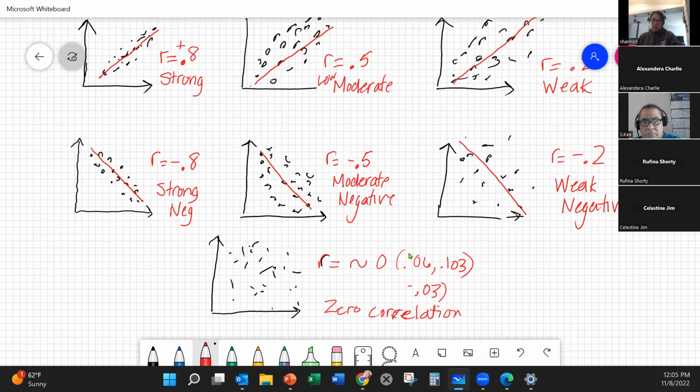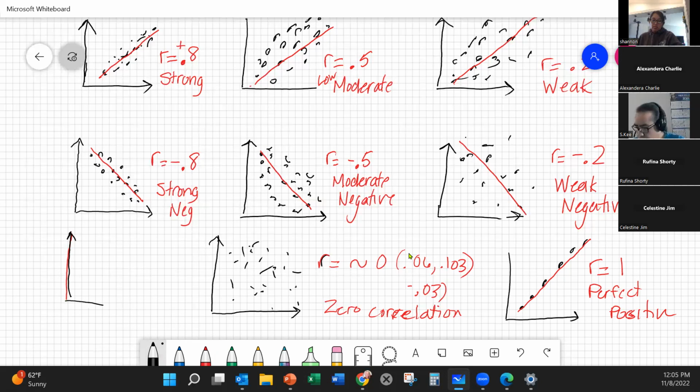And of course, we already saw our perfect relationships. So here's our perfect positive, every point right on the line. That would have R equals, I don't need a positive sign. So we'll say R equals 1, perfect positive. And we could have this perfect negative. R equals -1.